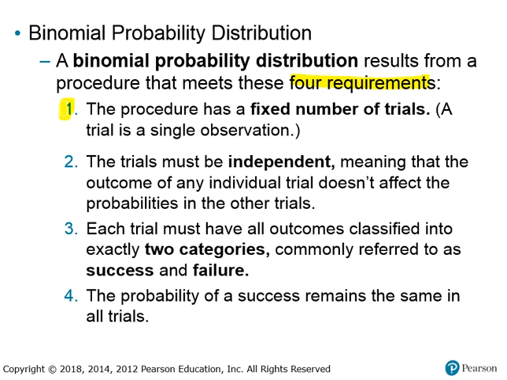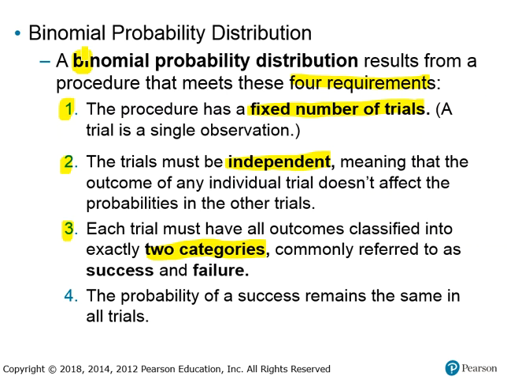So the first one, we have to make sure things are a fixed number of trials. In other words, we have to make sure that we're going to do it a certain number of times and not until something occurs. The second requirement is that things are independent. In other words, the effect of one outcome has nothing to do with the effect of another outcome. The third option is that we only have two categories. That's why it's a binomial.